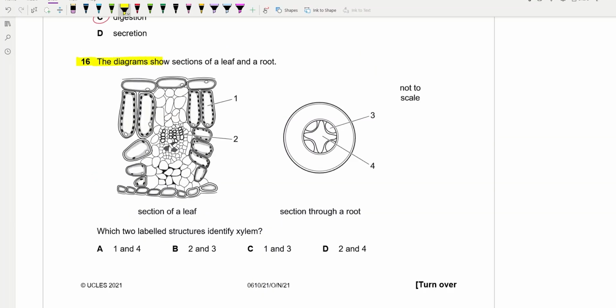Question number 16. The diagrams show sections of a leaf and a root. Which two labeled structures identify xylem? So the location would be at 2, and in a root the inner part is the xylem. So 4. The correct option would be option D.